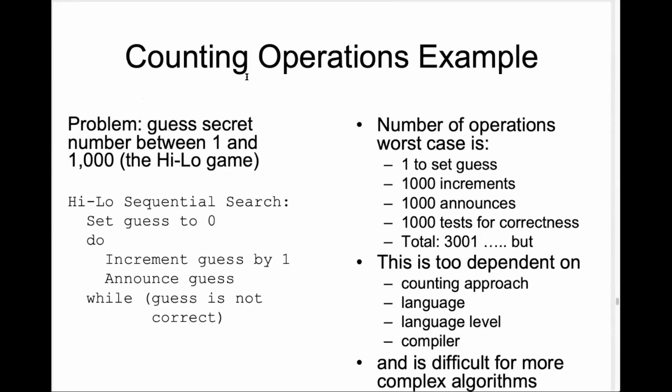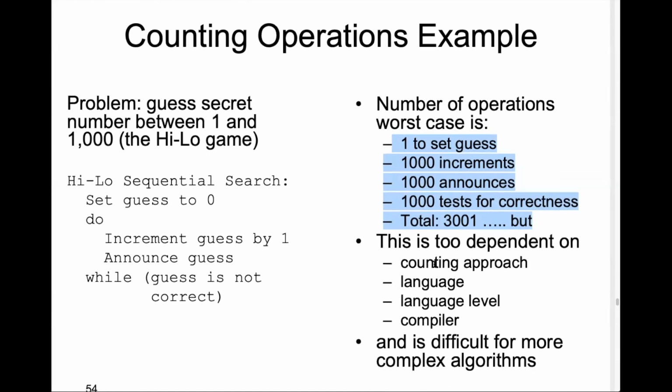So looking at this Alice and Bob game, using the sequential search, we're talking about 3001. This 3001 depends on your counting approach. Let's say we stop counting this, this will be 2001, for example. It depends on the language and different levels of language and compilers too.